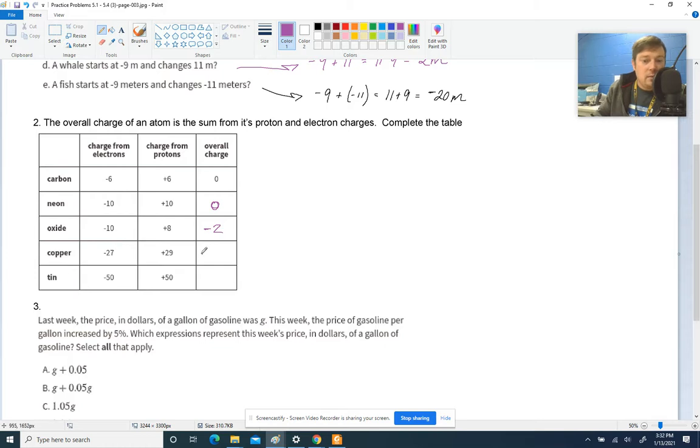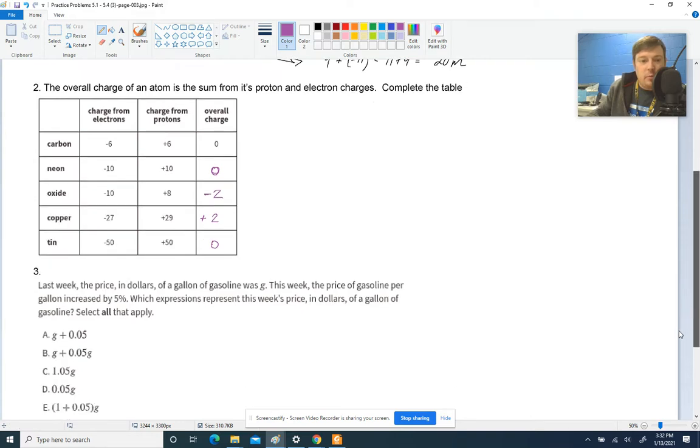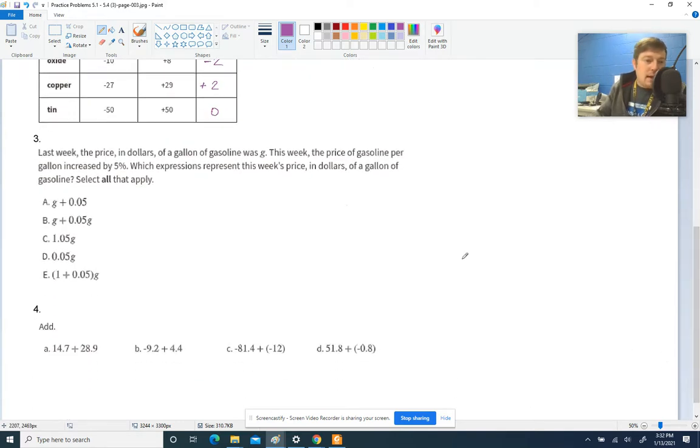So positive 2 is our charge on copper. And lastly, 10 is neutral because it has the same number of each. We just complete the table there. Really super easy. Last week, the price in dollars of a gallon of gasoline was G.